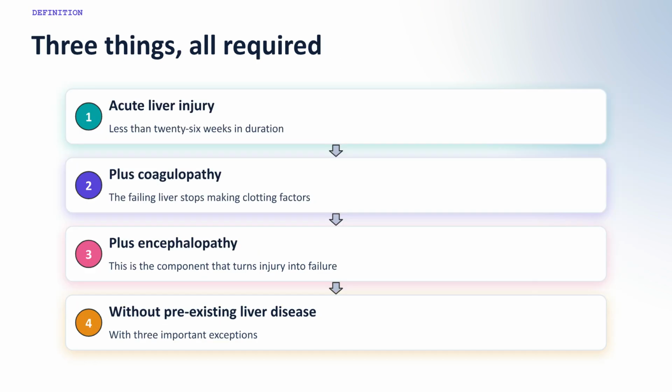The definition has 3 parts, and you need all of them. An acute liver injury of less than 26 weeks, plus coagulopathy, plus encephalopathy, and it must be occurring without pre-existing liver disease. The encephalopathy is the piece that matters most. A patient with a huge aminotransferase and a raised international normalized ratio who is fully alert has acute liver injury. Add confusion and it becomes acute liver failure. A different disease with a different urgency.